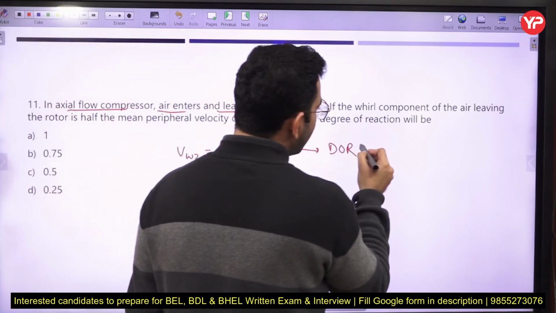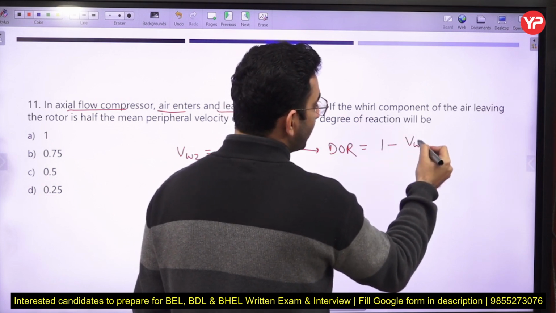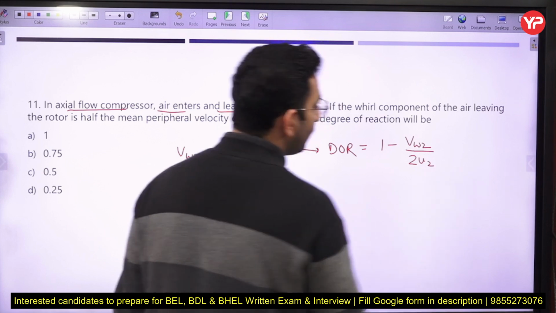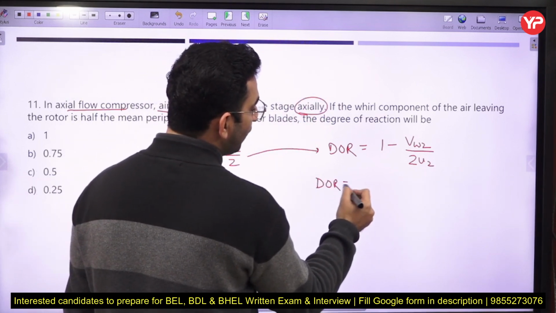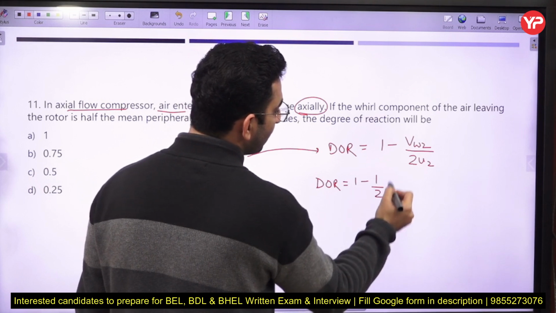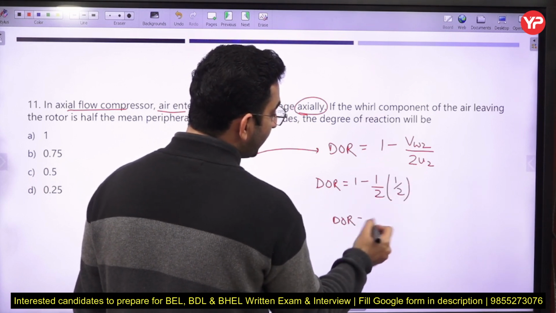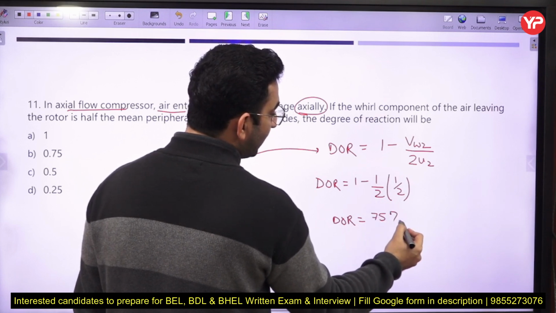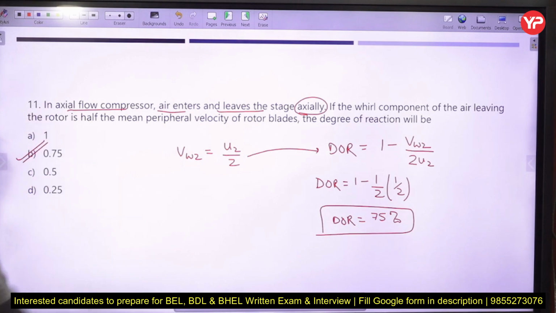So here in the case of compressor, axial flow compressor, the degree of reaction formula can be written as 1 minus VW2 divided by 2U2 here. Okay, so if you just put this condition here in this case, you will find the degree of reaction value will come out to be around 75% here. Okay, so that means option number B is going to be the correct answer of this question here.